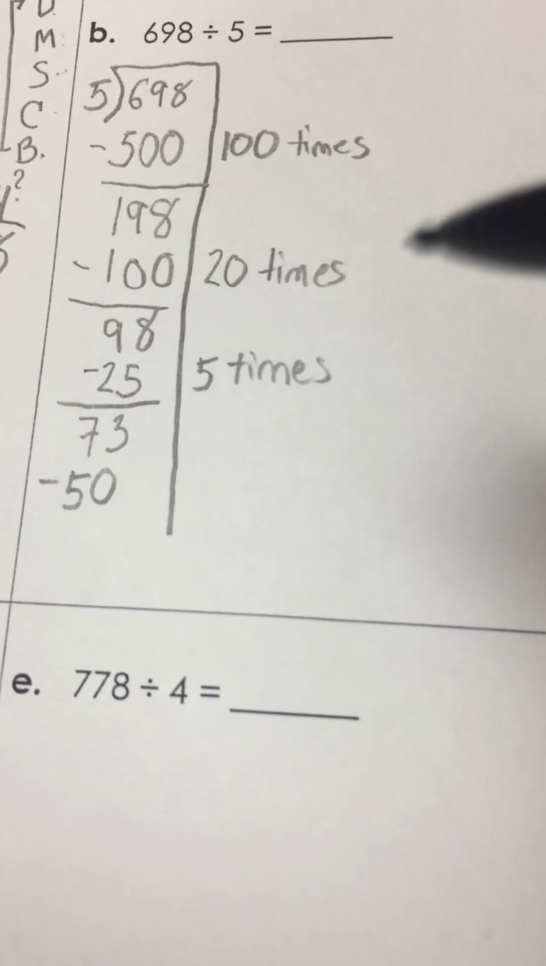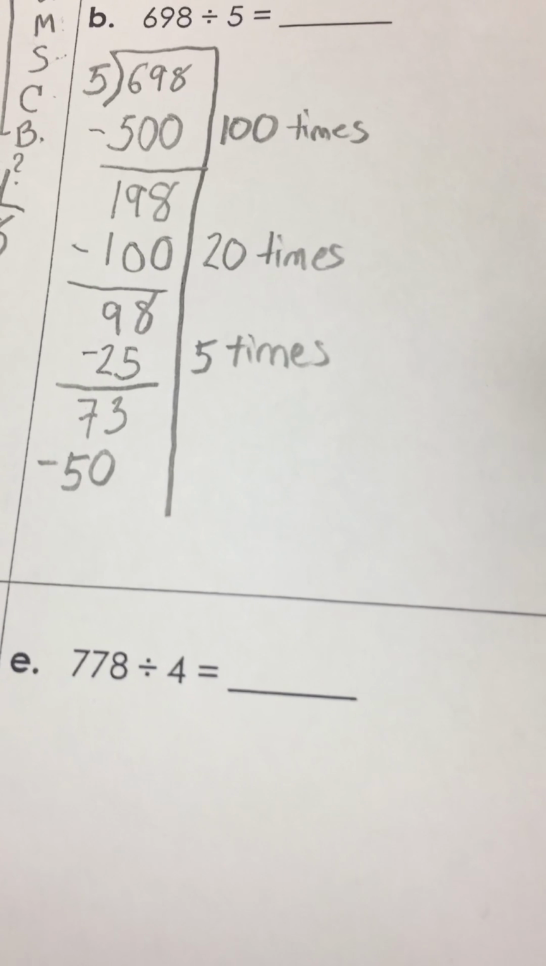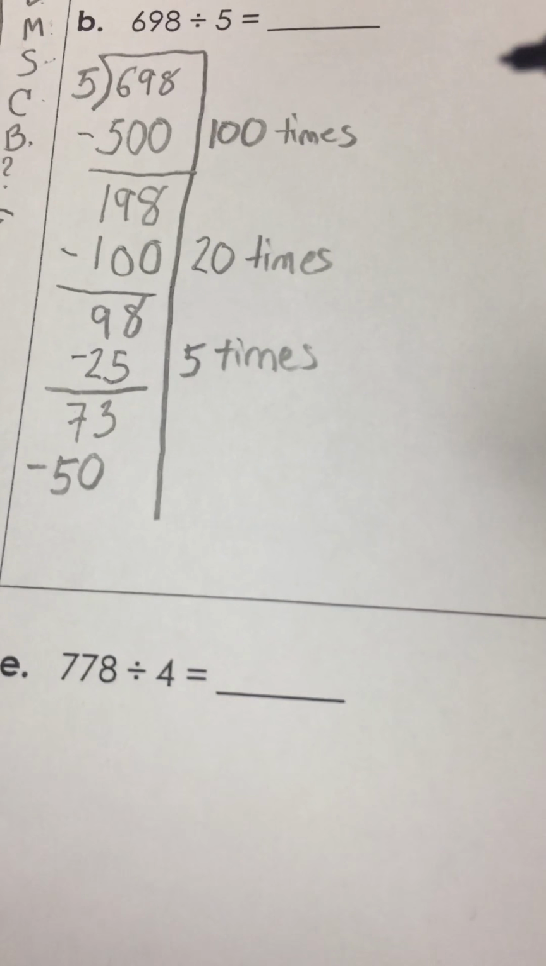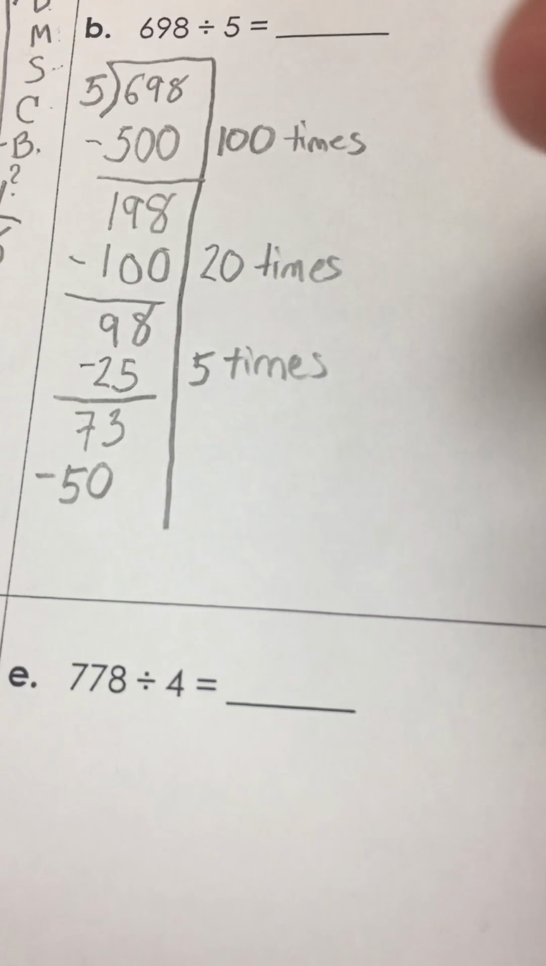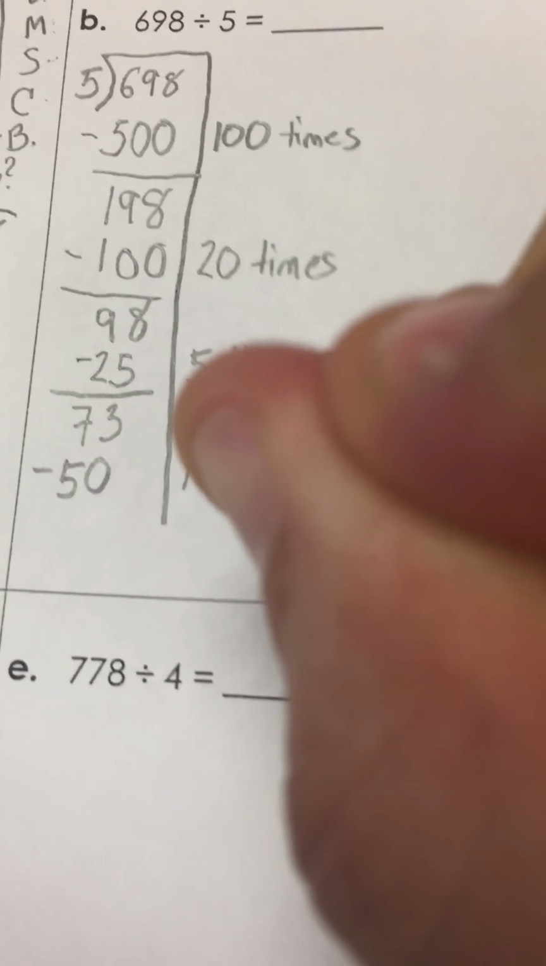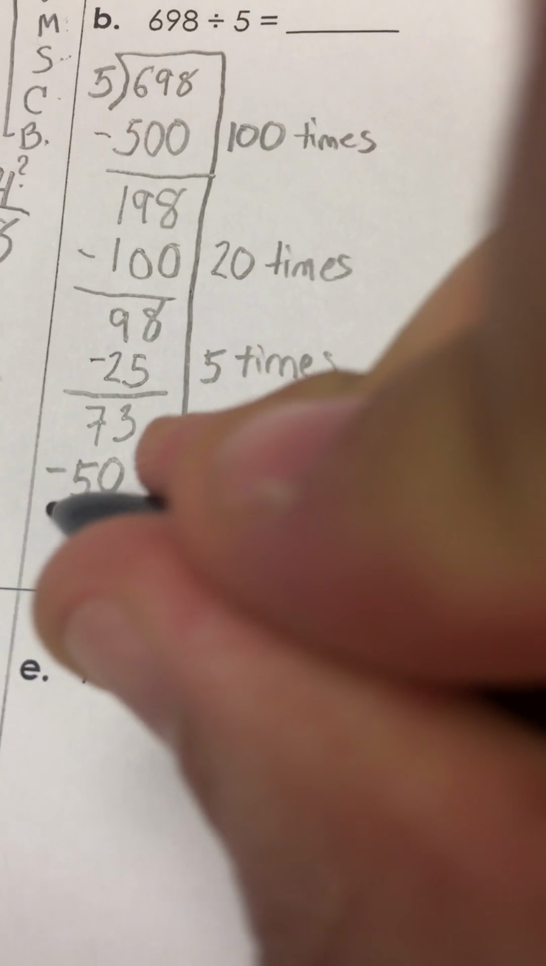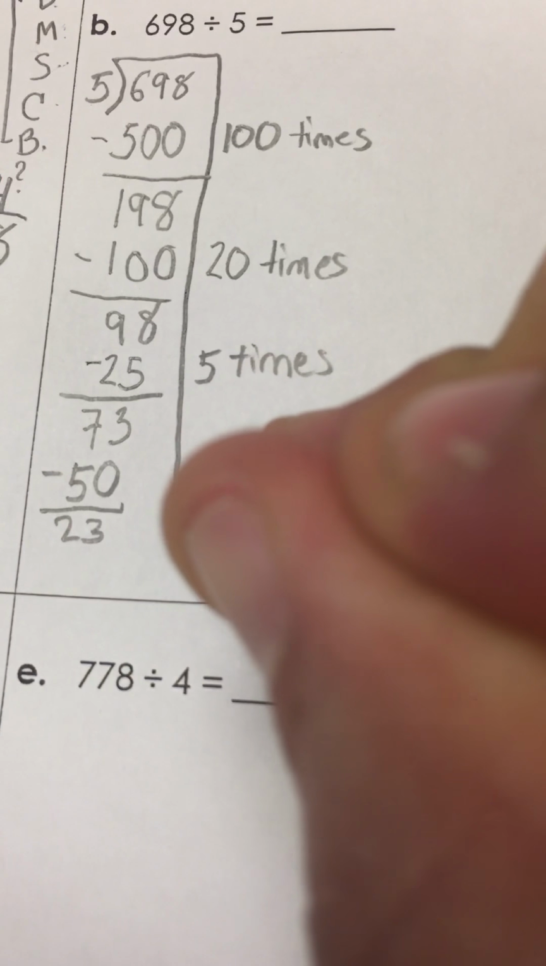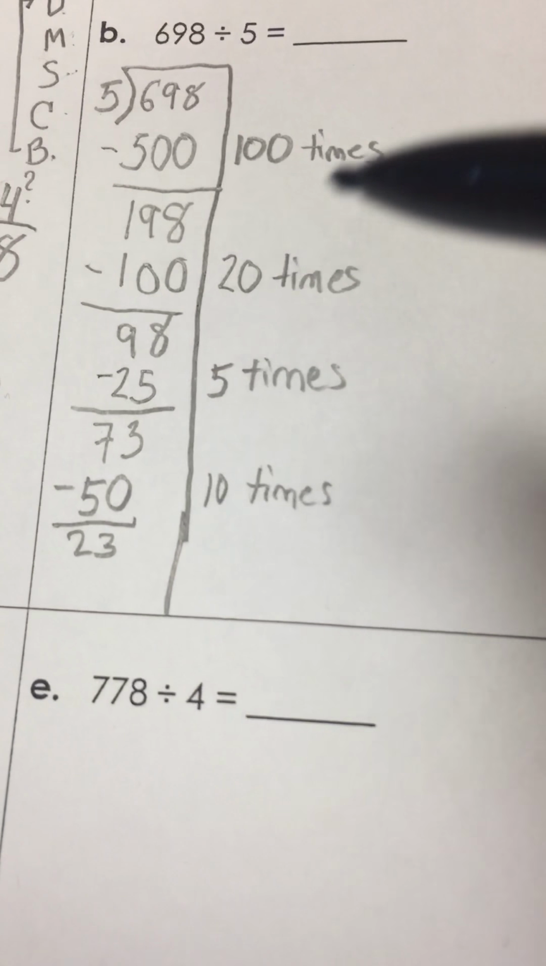I don't have enough room. All right, well, just go down into that next one a little bit then. 10 times, right? 10 times. Now we're left with 23. We are going to get close to the end here.